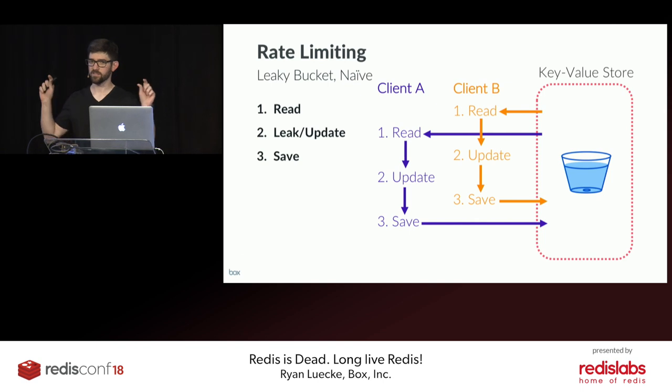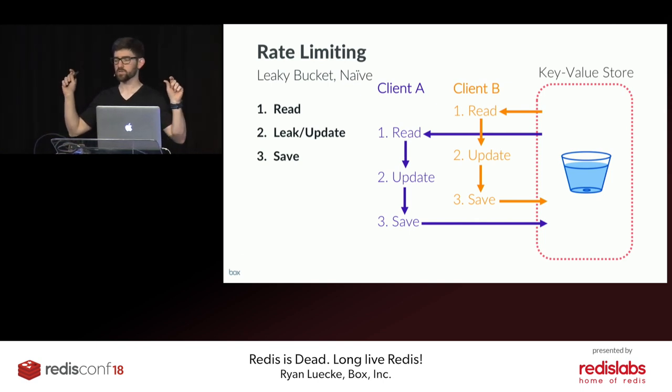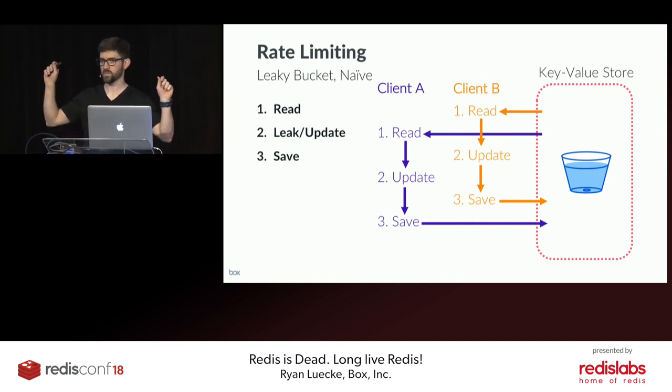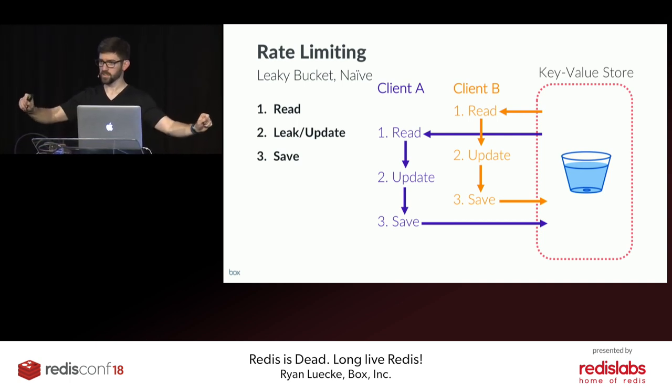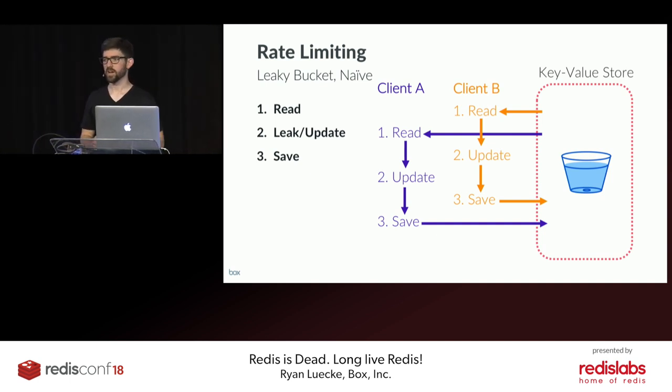Imagine this bucket is near full, and it only has room for one more request in it before it caps out. So two clients simultaneously do a read, then update independently in the client, and then save back to the store. We've now missed an update and allowed two operations to occur, when we should have only allowed one. So we missed an update.